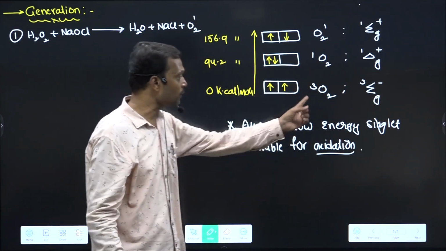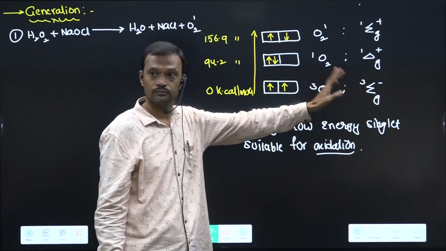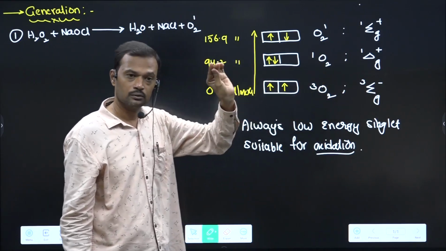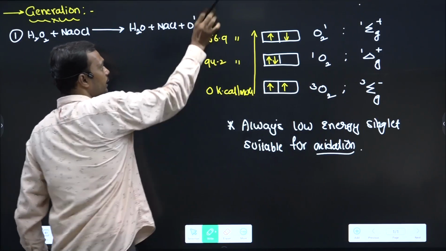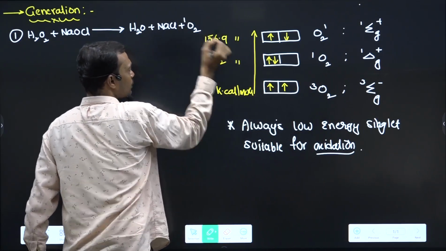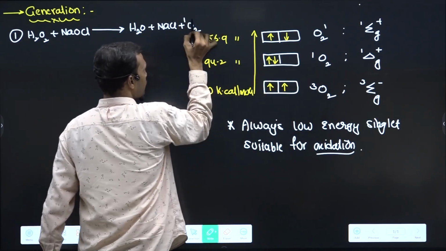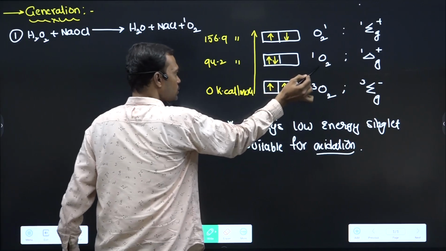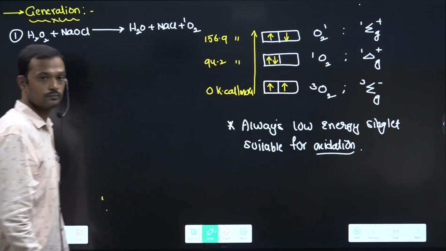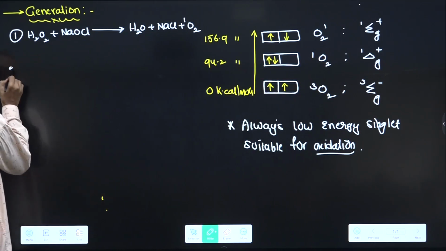Because the triplet oxygen is written with 3 on the right side. Clear? If I write singlet oxygen on any side, this number 1 indicates that. Even if I write this on the right side, your singlet oxygen is this one, not this one. So that is your first method.